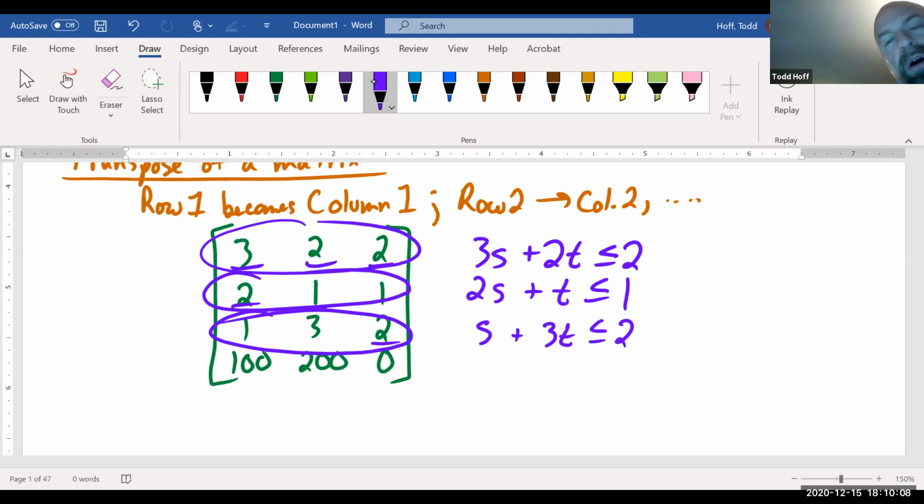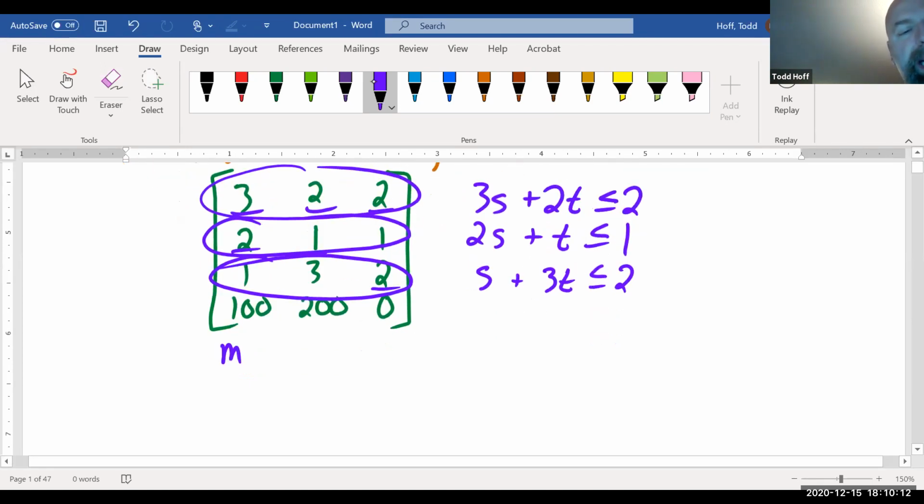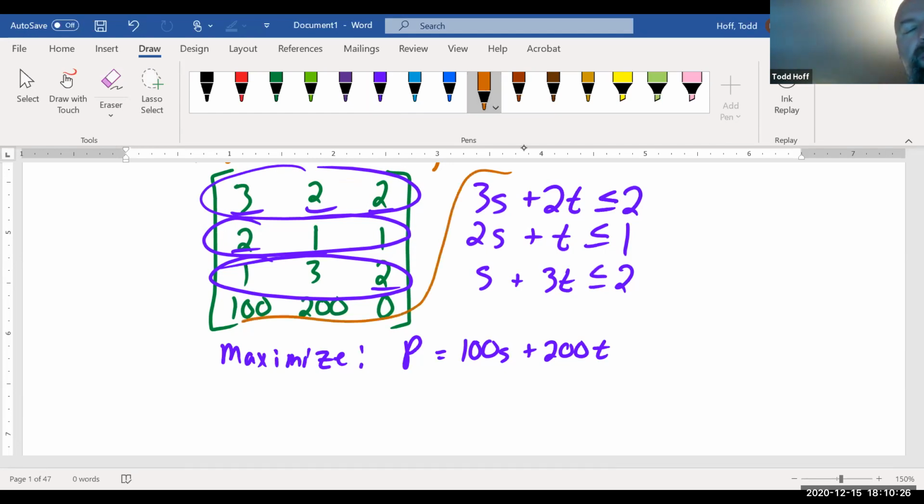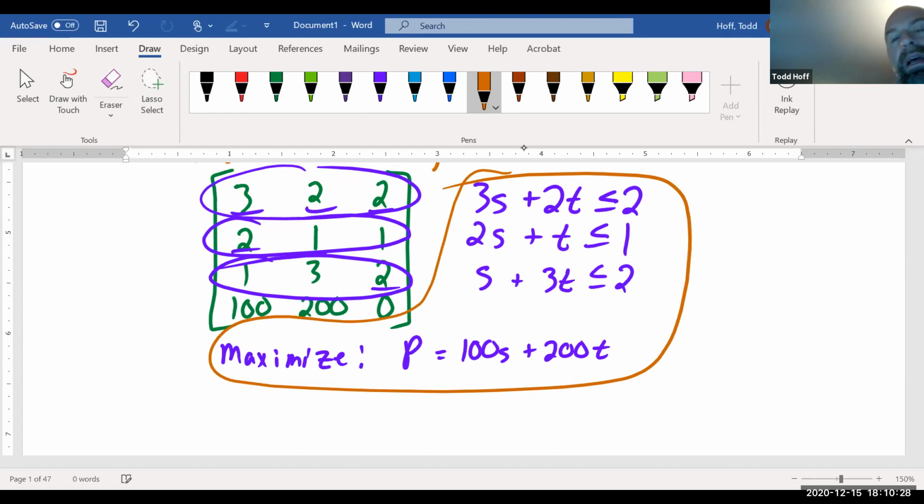And the final row is our objective function. And we've gone from minimizing to maximizing. So we're going to maximize this function. We'll just call it P. And it's 100s plus 200t. This is our new linear programming problem. And we need to try to solve this linear programming problem using our simplex method.